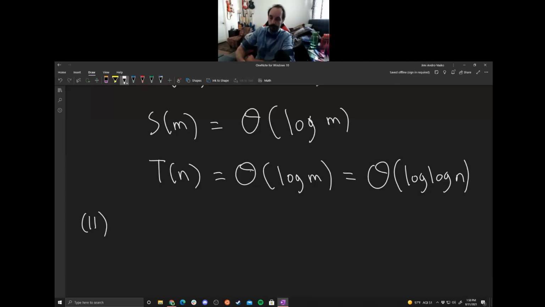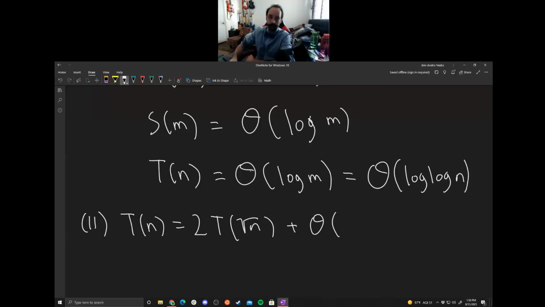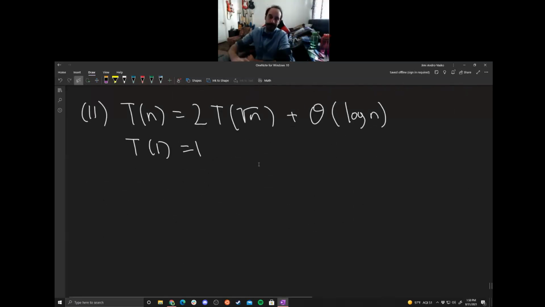So we'll have T(n) equals 2T(root n) plus theta log n. Oh my goodness, this one, the first question you're wondering is just why? Why am I doing this? Well, I don't know, it's for the thrill. It's for the thrill, I guess. Maybe. Probably not.